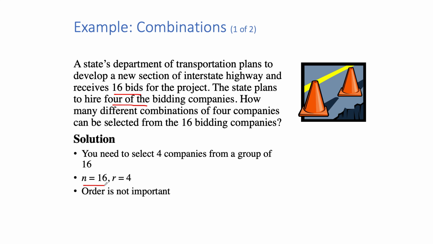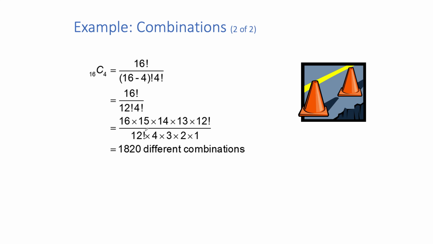There are 16 companies to choose from, 4 companies which are chosen, and the order of their choice doesn't really matter, right? It doesn't matter whether I give the first contract to the first company or the first contract to the third company. The contracts are the same. The order in which the selection of these companies happens doesn't matter, as long as the company itself is chosen, right? So this is a classic case where, in the selection criteria, the order of the selection doesn't really matter, right? So this is what we call a combination, right?